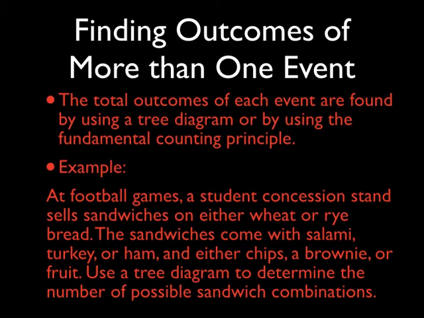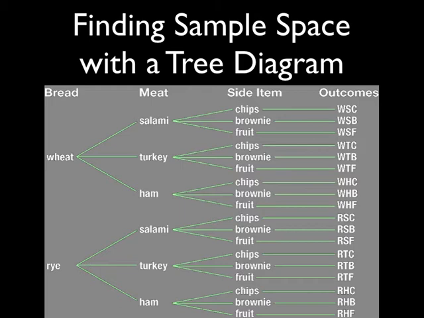So, how do you make a tree diagram? I have it ready for you. If you can see, the ones up here are the categories: bread, meat, and side item. For the bread, we have two possible choices: wheat bread or rye bread. For the meat, we have salami, turkey, or ham. It will be the same for rye bread if you choose rye bread. For the side item, there are three possible options: chips, brownie, or fruit. That will be the same if you choose wheat bread with salami, then you can choose any of these three choices for side item.